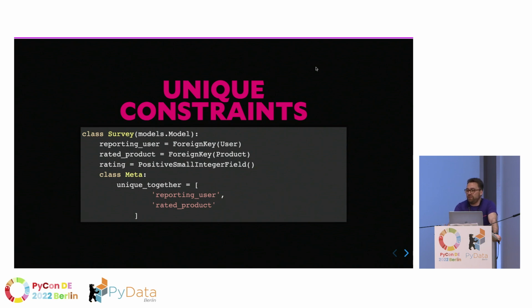In this case, we have a model for a survey where we ask users to rate particular products, and we want to make sure that one user has only one rating for one product. We can use the unique together keyword in the meta class here, and this expects a list of field names which should be unique together.